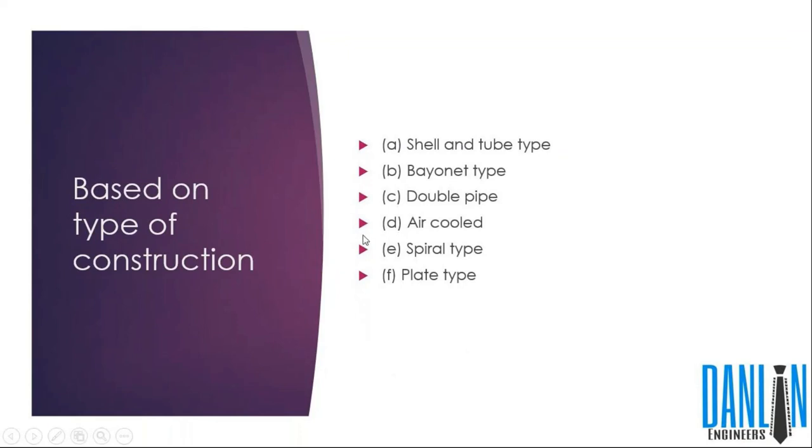And then the types based on construction: shell and tube, double pipe, air cooled, spiral and plate, like that many exchangers come here. For shell and tube, most probably I have seen in FPSO and all, the shell and tube will be used for heating purpose and the plate type for cooling purpose. If I check the drawings, the equipment GA, most probably the plate type will be considered for the cooler and the shell and tube as a heater for heating purpose. Like that only the exchangers will be used. Yes.